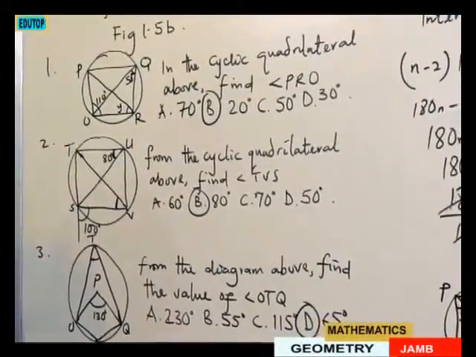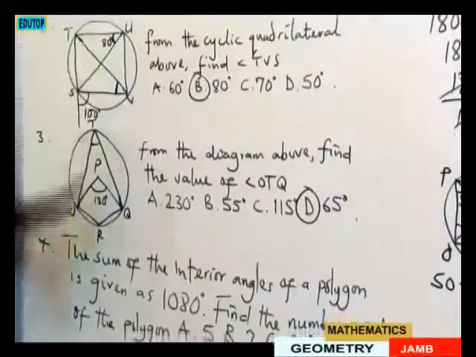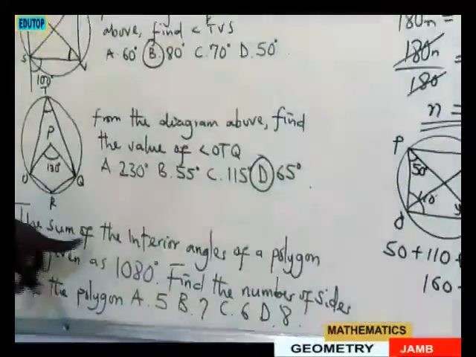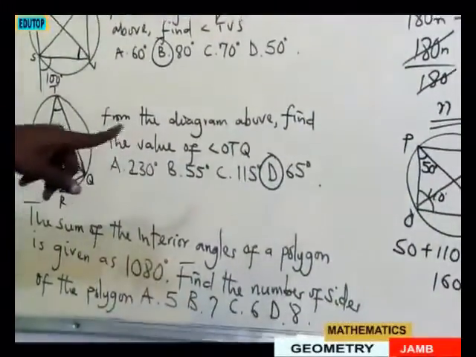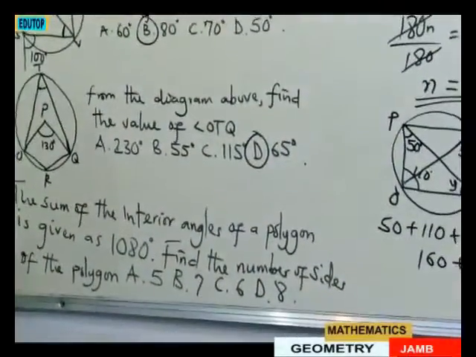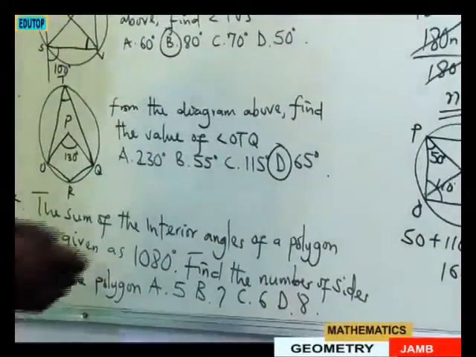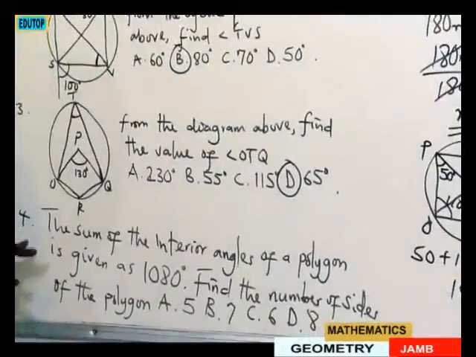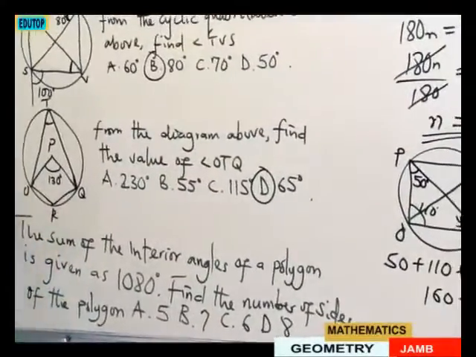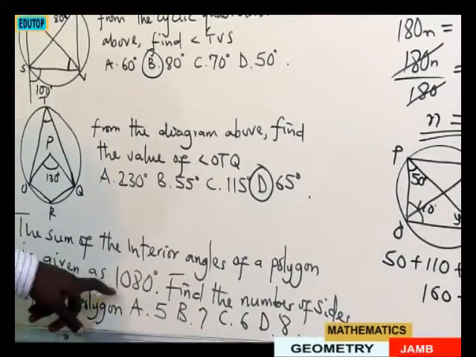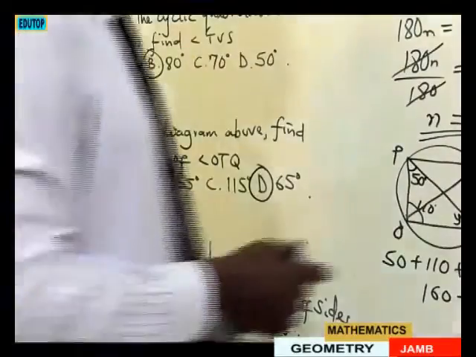Then question 4, that is a bit away from circle geometry, and this one is talking about polygons. The sum of the interior angles of a polygon is given as this. Find the number of sides of the polygon. This one is also very straightforward because, in fact, the one we solved earlier is more or less like this, but in that very one, we came to a stage where we got something of this. Now, what we are trying to say is that what is the interior angle?